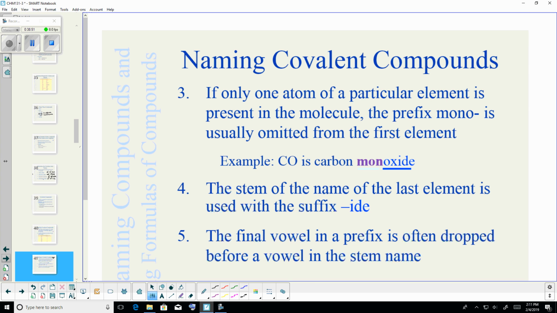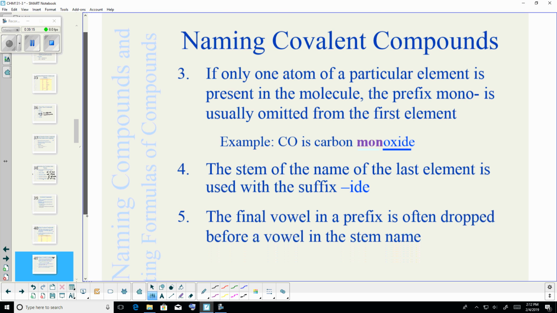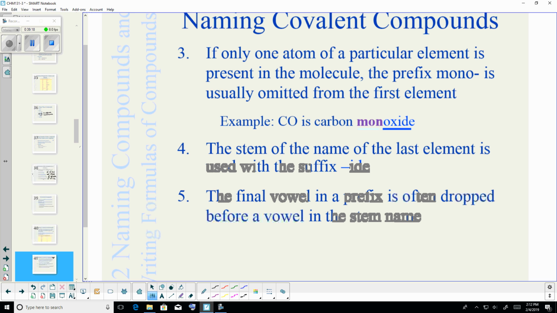If only one atom of a particular element is present in a molecule, the prefix mono is usually omitted, except for CO, which is carbon monoxide. The stem of the last element is IDE, just like with ionic compounds. The final vowel in a prefix is often dropped before a vowel in the stem name. See, this is not monooxide, it's monoxide, because you'd have 2 O's next to each other.